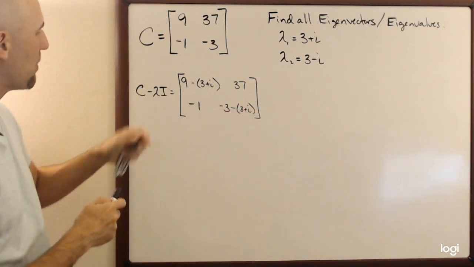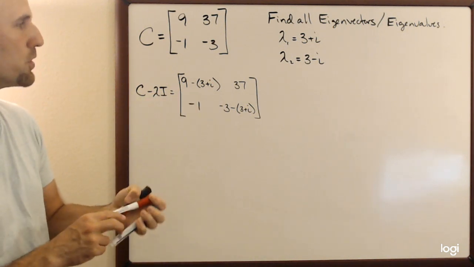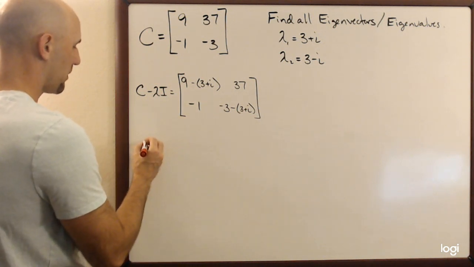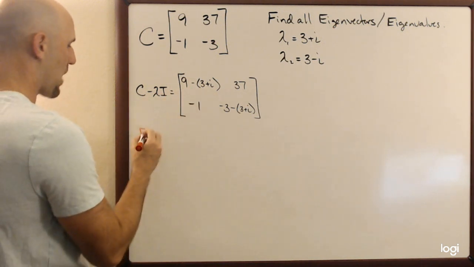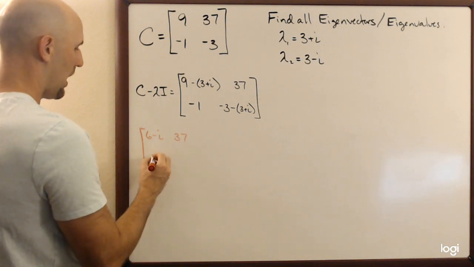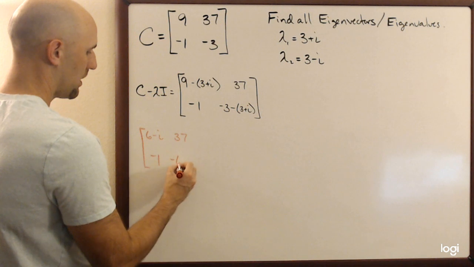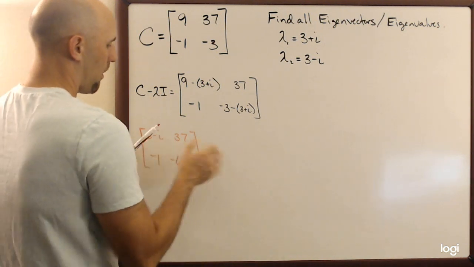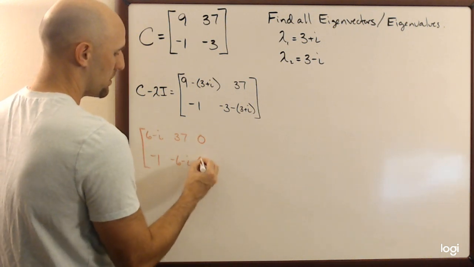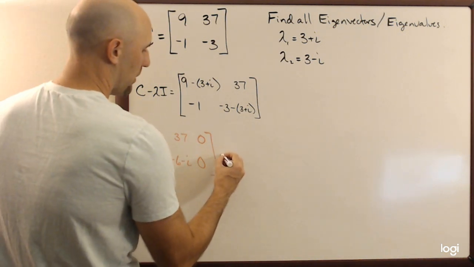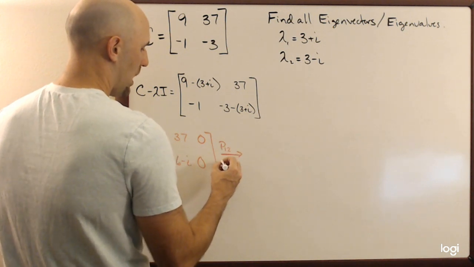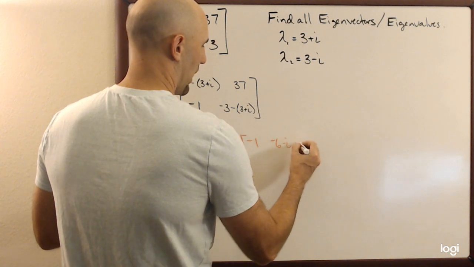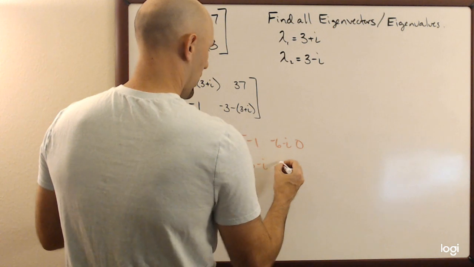And remember, I care about this times a vector equal to 0. This just corresponds to creating an augmented matrix here. Go ahead and subtract, and I get 6 minus i, 37, negative 1, and negative 6 minus i. Let me put my solution column on here, 0, 0. Now let's use Gaussian elimination. Let me permute rows 1 and 2: negative 1, negative 6 minus i, 0, and 6 minus i, 37, 0.